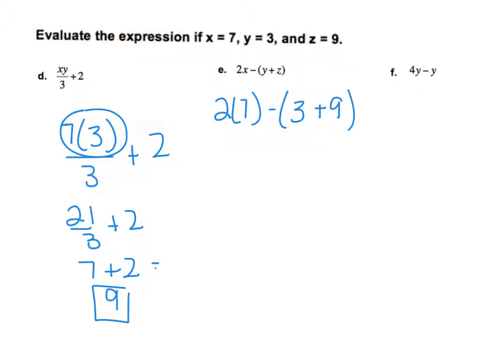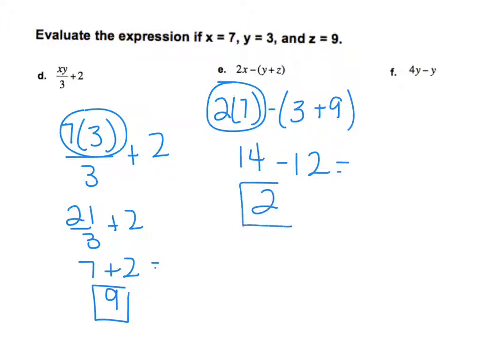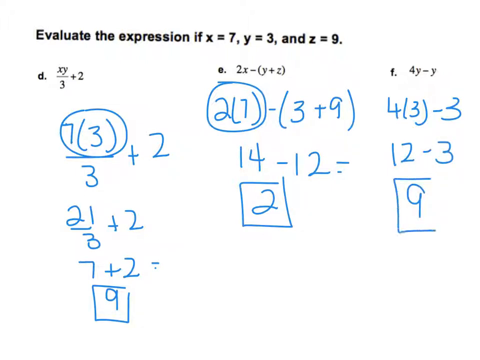So I have my parentheses, so I'm going to do my 3 plus 9, and I'm going to get 12. And I'll have my minus, and then let's just evaluate this part. 2 times 7 is 14. So 14 minus 12 gives me 2. All right, my next one, 4y minus y. So I have 4 times y. My y is 3. And then I'm going to minus, and again I'm going to plug in the 3 where I see the y. All right, so 4 times 3 is 12 minus 3. So 12 minus 3 is going to give me 9.